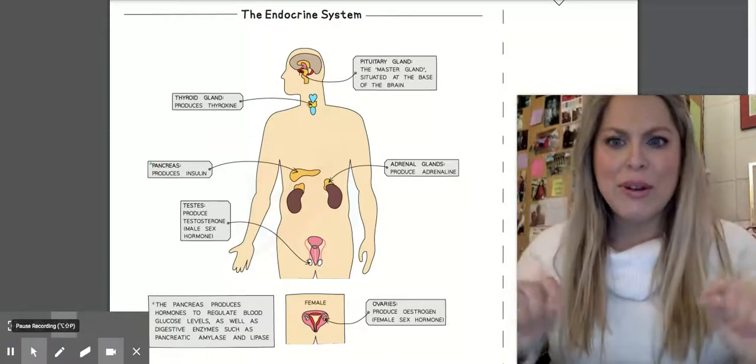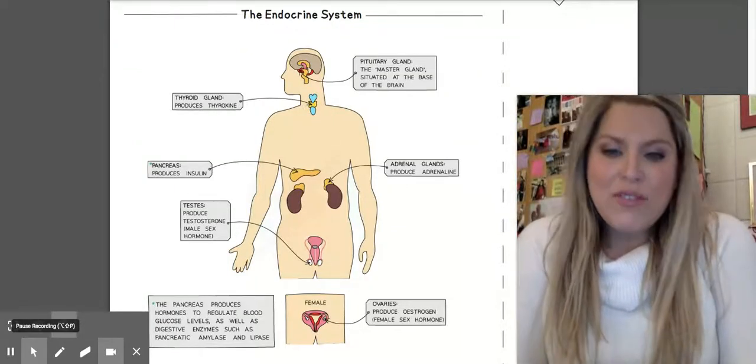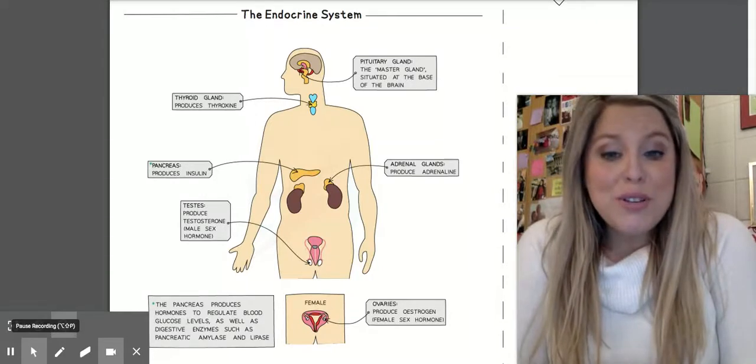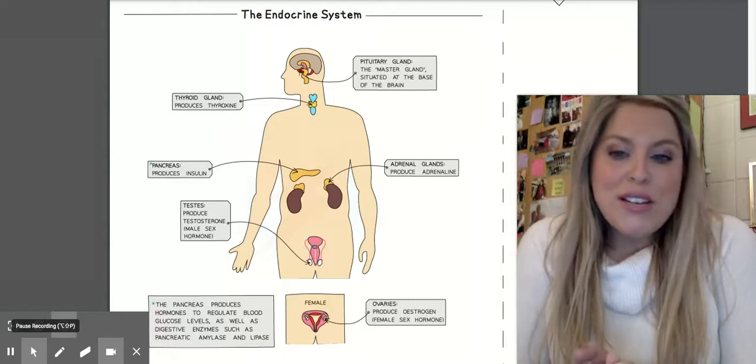I believe we were at the testes, which produce testosterone, the male sex hormone. In this diagram, it would be indicative of a male. So we also need to make sure we don't forget the female. She has ovaries to produce estrogen, which is the female sex hormone.